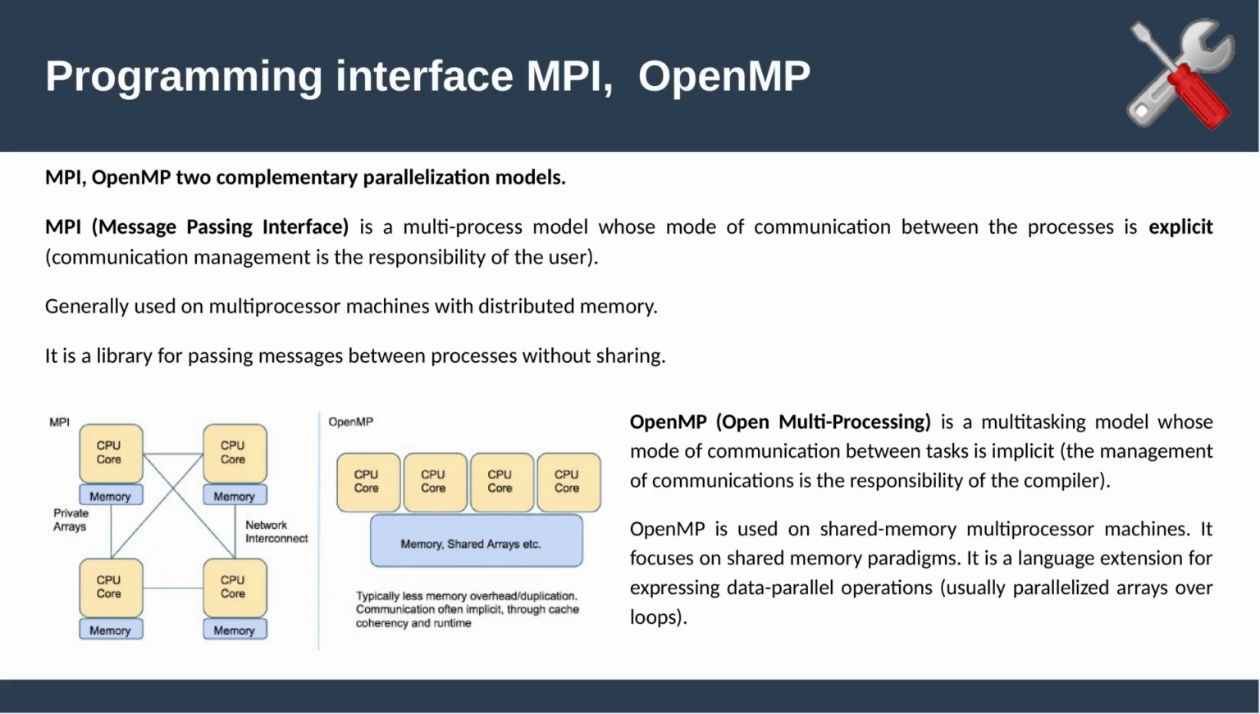MPI, or Message Passing Interface, is a multi-process model with explicit communication, ideal for distributed memory systems. OpenMP, or Open Multiprocessing, is a multithreading model with implicit communication, suited for shared memory systems. MPI requires user-managed communication, while OpenMP relies on compiler management, focusing on data parallel operations over loops.